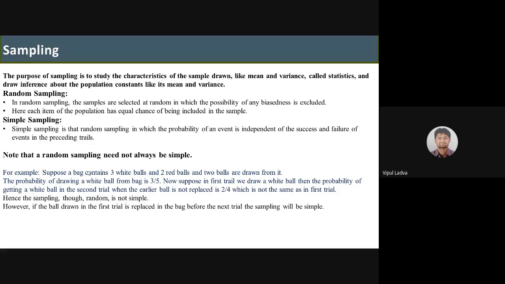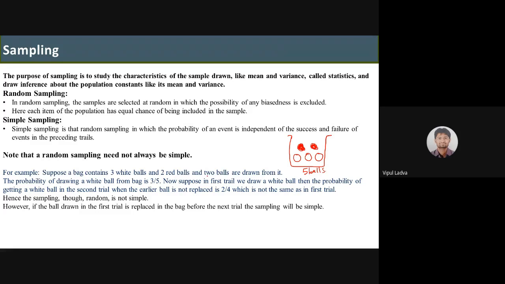Suppose we are having a bag in which there are a total of 5 balls, 3 white and 2 red balls, and out of those 5 balls, 2 balls are drawn from it. We are supposed to draw 2 balls from a bag. Let me draw the bag over here. In a bag, suppose we are having 3 white balls, and these 2 are the red balls.